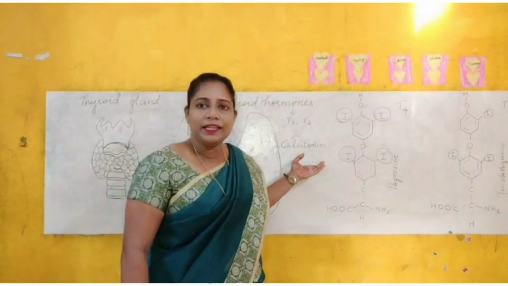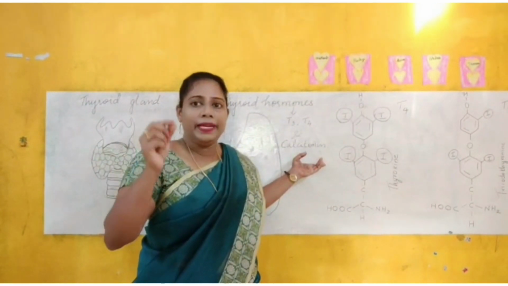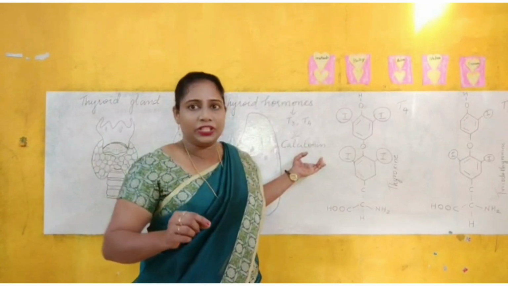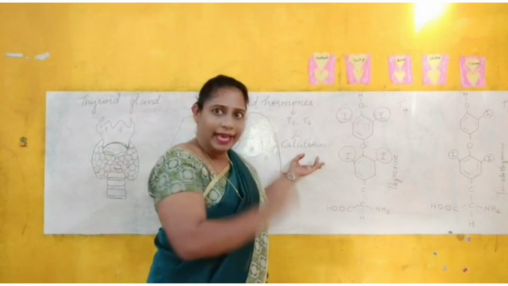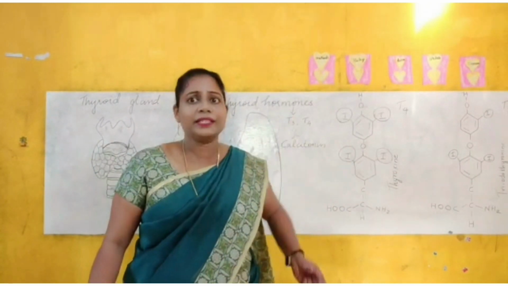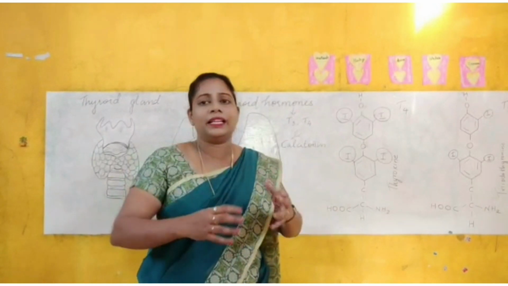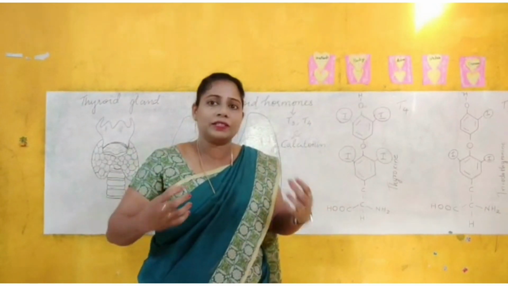Calcitonin, along with the parathyroid hormone, maintains the homeostasis of calcium. Calcitonin has calcium lowering abilities. It lowers the calcium level in the blood. So it can deposit the calcium in the bones or in the muscles or elsewhere.